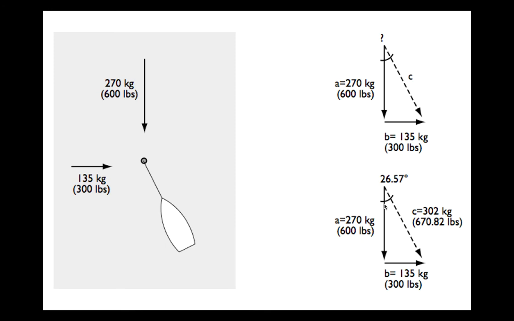Or we could use the Pythagorean theorem, right? 135 squared plus 270 squared is going to equal C squared. Whichever way you do it, elementary geometry gives us a figure that you can see here that is the resultant. And notice that that resultant is larger than both of the forces that we're putting on it, right? Which makes sense. We're adding two forces together.